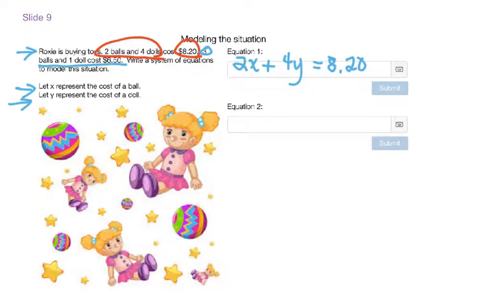Our second equation is very similar in that now she, instead of buying 2 balls, she bought 3. So 3x. And how many dolls did she buy in the second case? She bought 1. So I can write 1y. How much did she spend this time? She spent $6.50. So again, we have 2 equations. We weren't asked to solve this. We were simply asked to write the equations. Related, but different because they're 2 different situations.